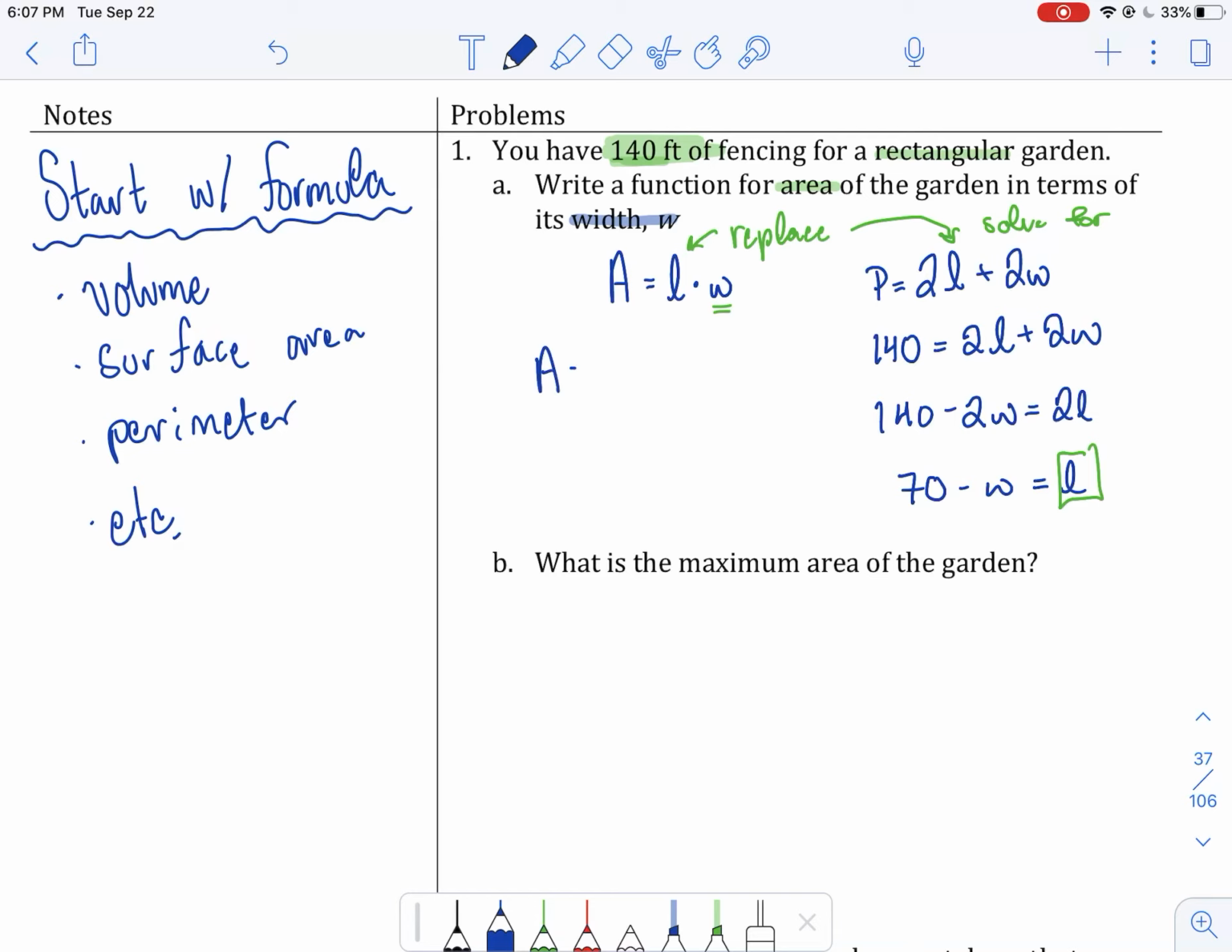So in this case, we say that the area is equal to length, which is, remember to use parentheses, 70 minus W times W. And this would be the factored form. We're going to always simplify when we can. And so this would be 70W minus W squared using the distributive property. So that's our function.